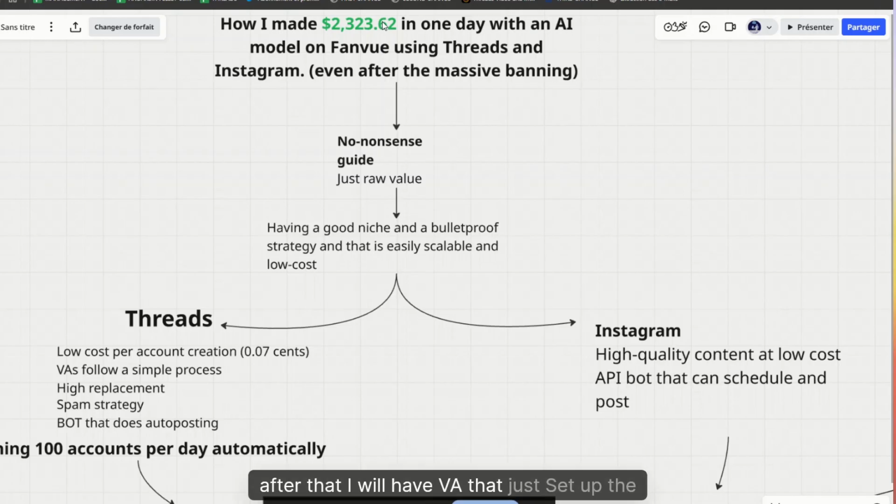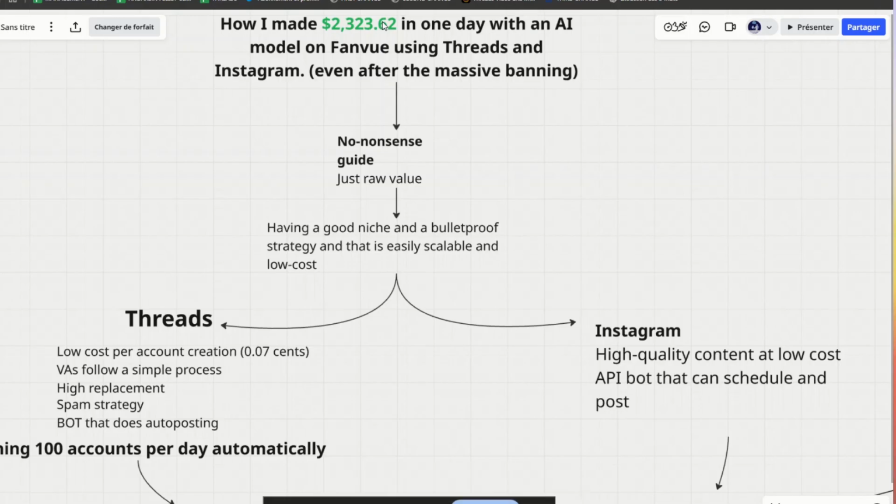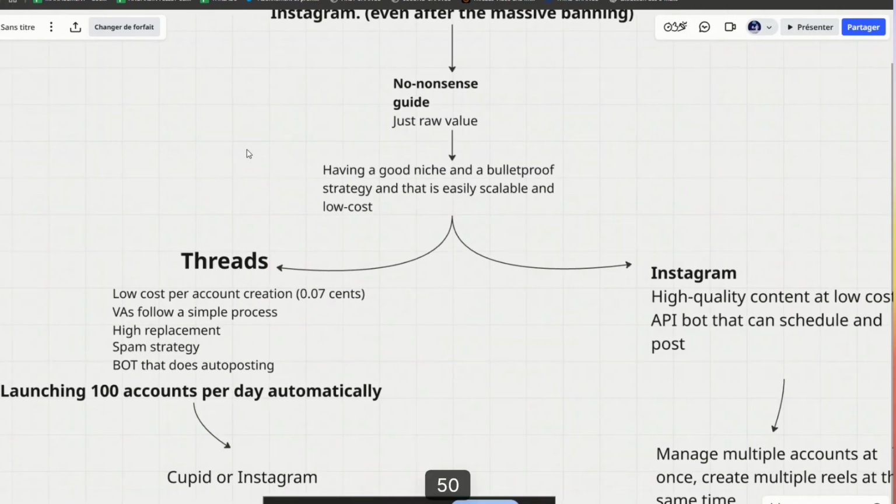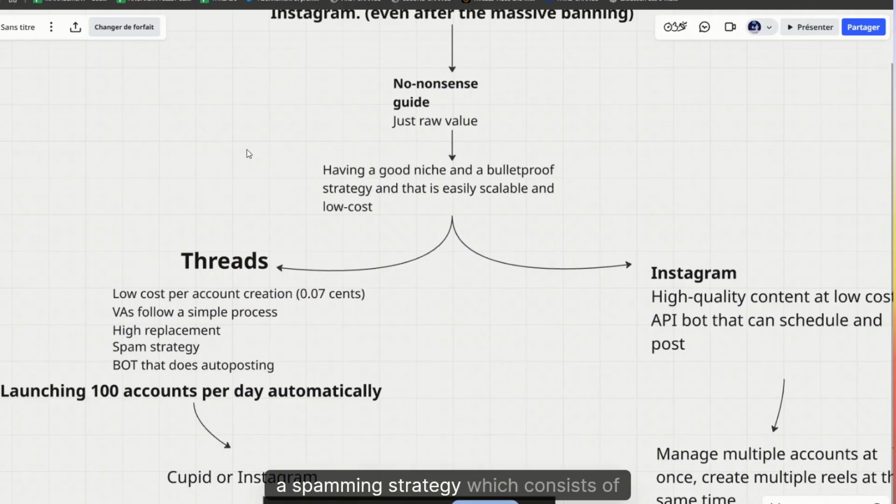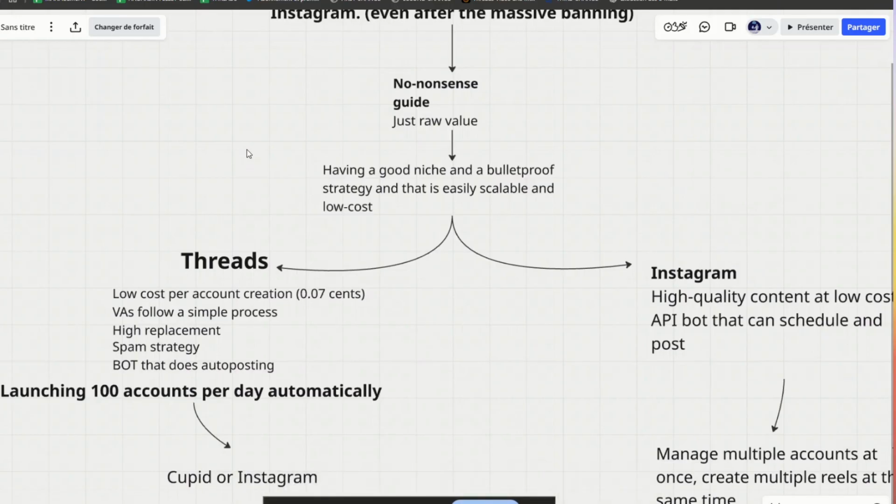After that, I will have a VA that just sets up the account. So just put the profile picture, put the first post, and I will spam on Threads. So I launch around 50 to 100 Threads accounts per day, and I do a spamming strategy which consists of putting multiple threads on hours. I will not tell my exact strategy because there's plenty of ways to do it, and there's also plenty of wrong ways to do it. But if you do it right, you can have a lot of reach day one with 100 accounts, which is actually pretty powerful.